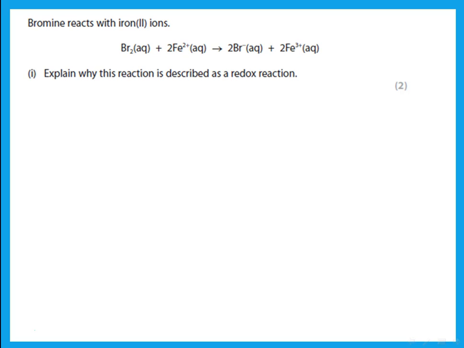Okay, let's look at this. Explain why this reaction is described as redox. Again, when he says that, you have to tell me where is oxidation, where is reduction. Well, if you look at the reaction, you should realize that the bromine changed to Br minus. That means the bromine gained electrons, and that means it was reduced.